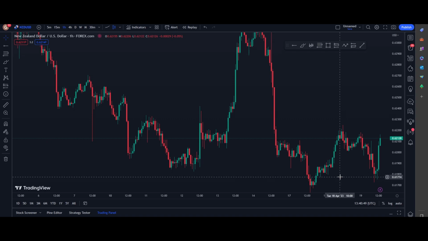Pay close attention to the candles formed at these particular key zones, your supply, your demand, your support and your resistance, your trend lines, to see how they react to them, see how they break them, and this will really help your trading.